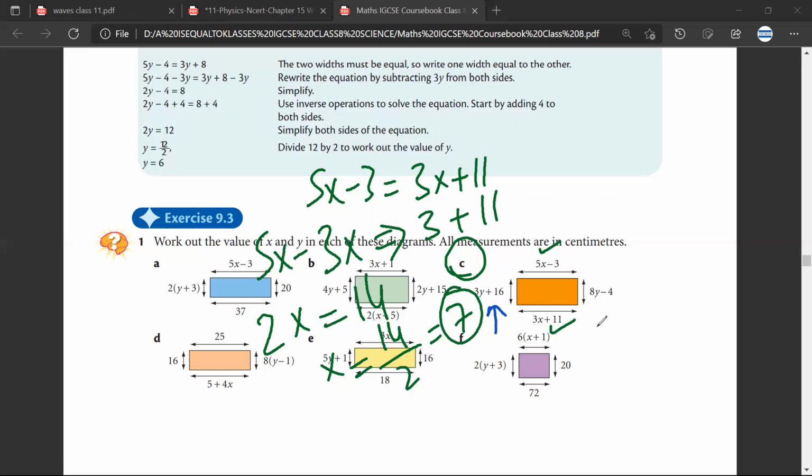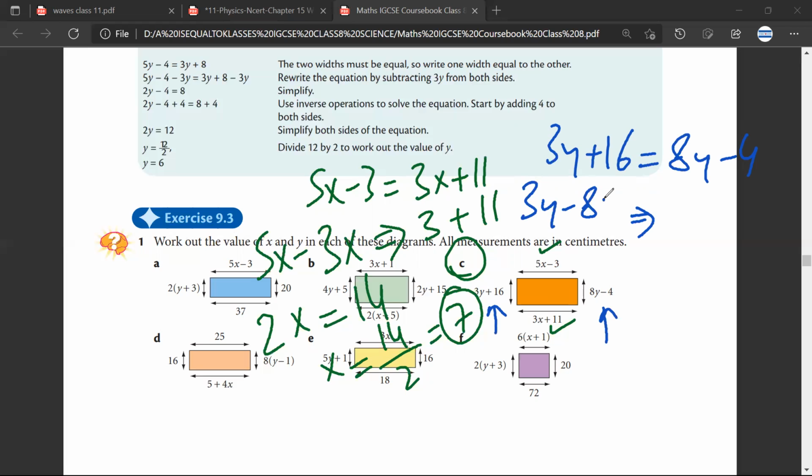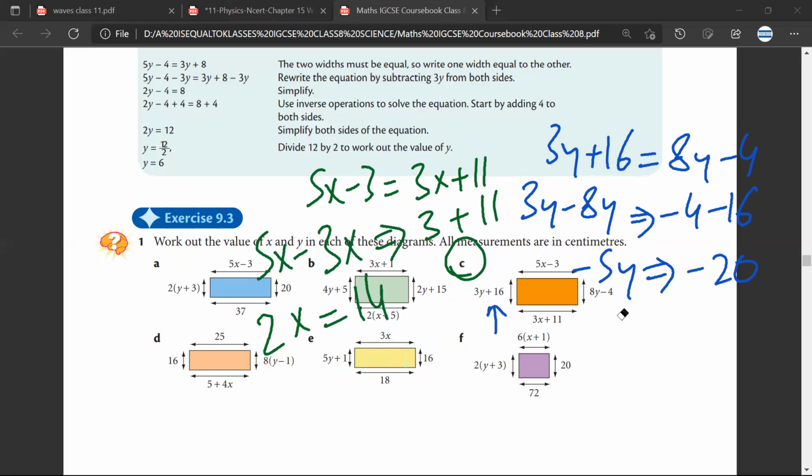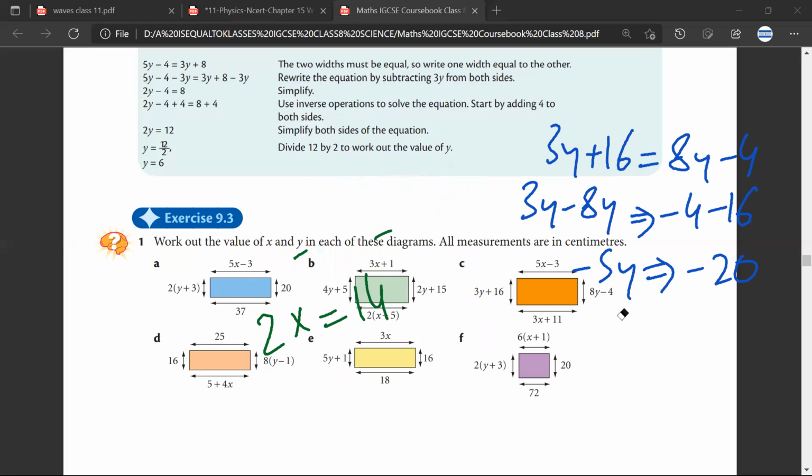Okay. How do I find y? 3y plus 16 equals 8y minus 4. Okay. So 8y will go to the left hand side, so it will become minus 8y, and plus 16 will become minus 16. So the left hand side will become minus 5y. Okay. And the right hand side will become minus 20.